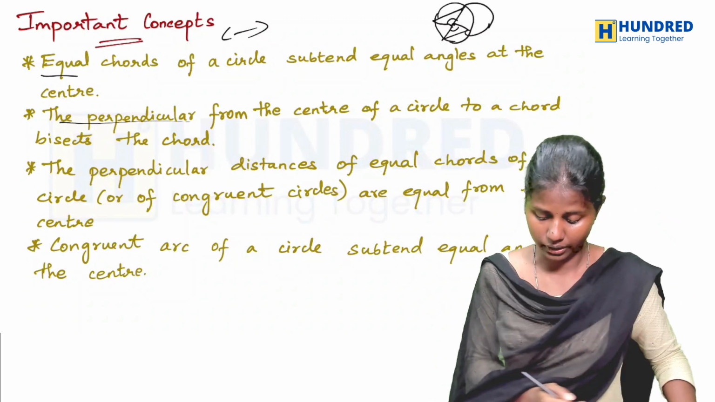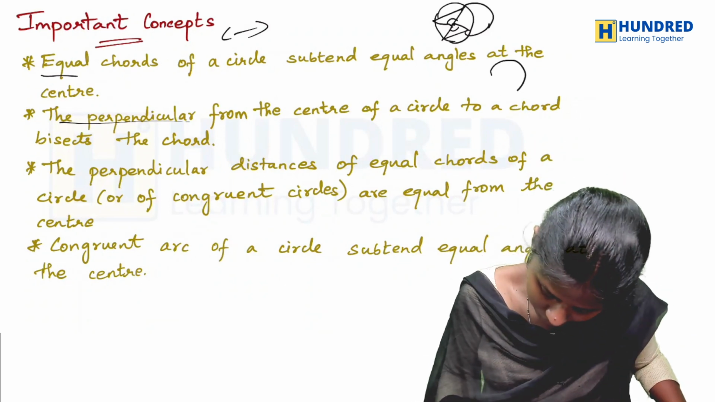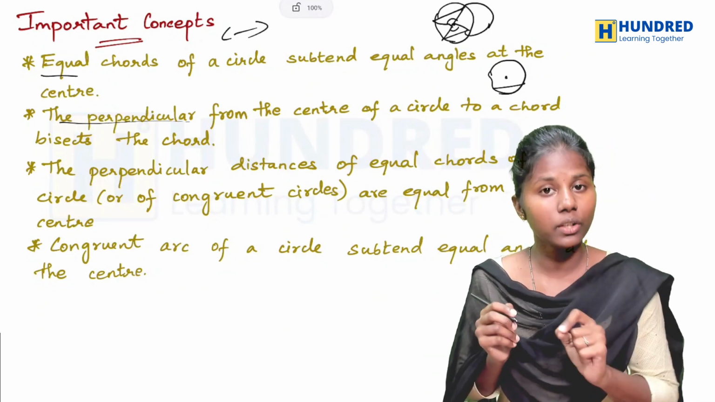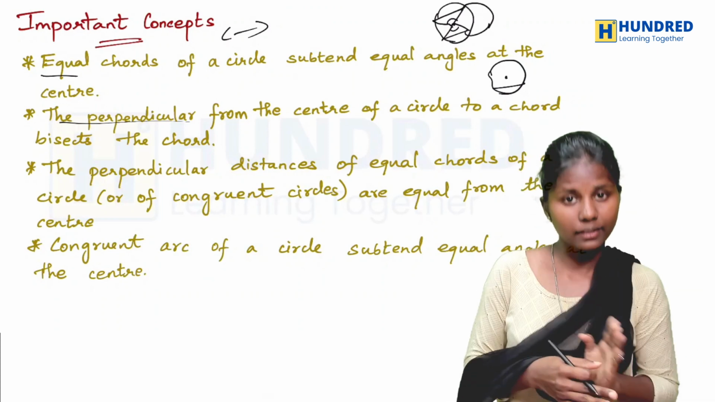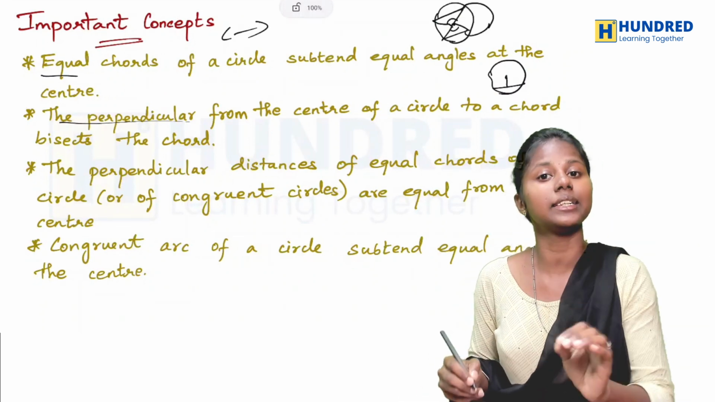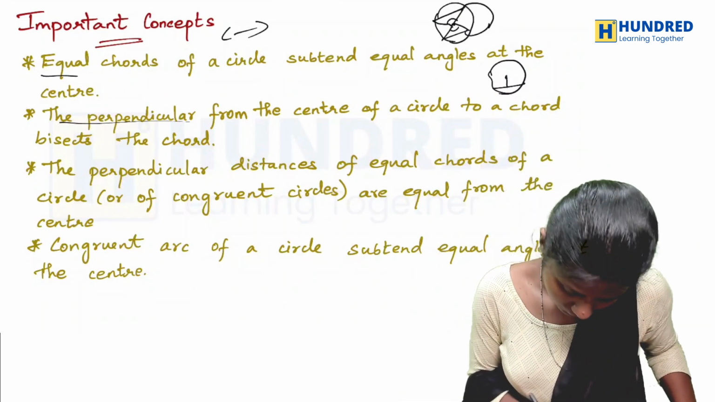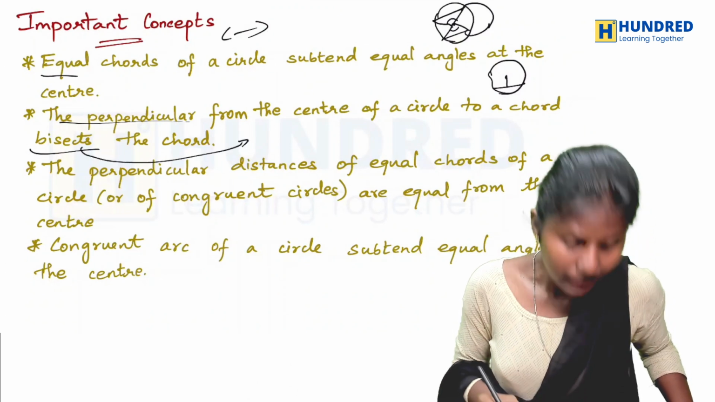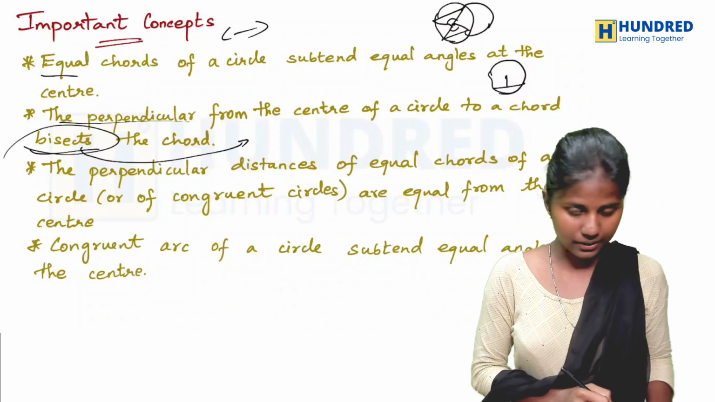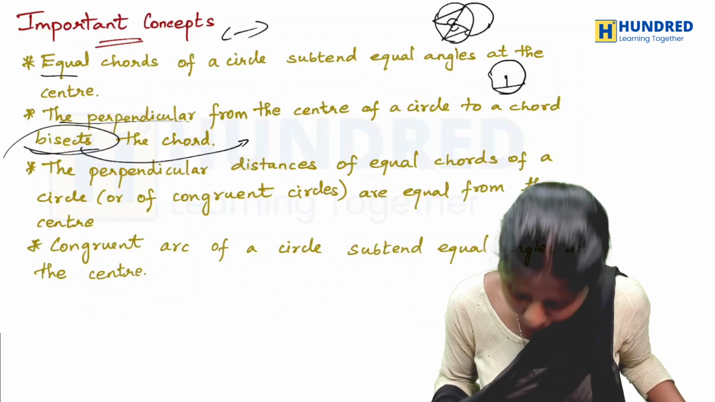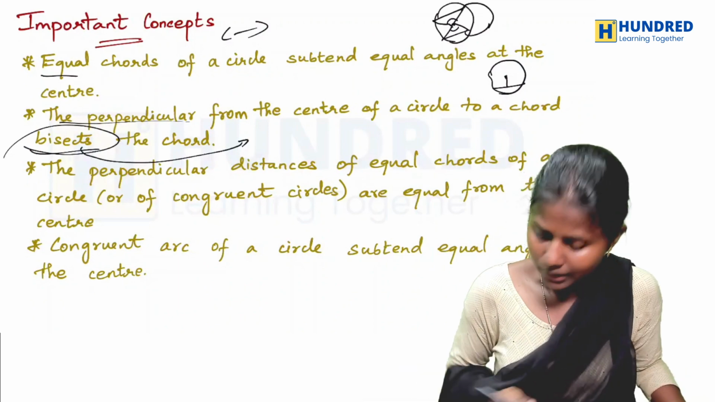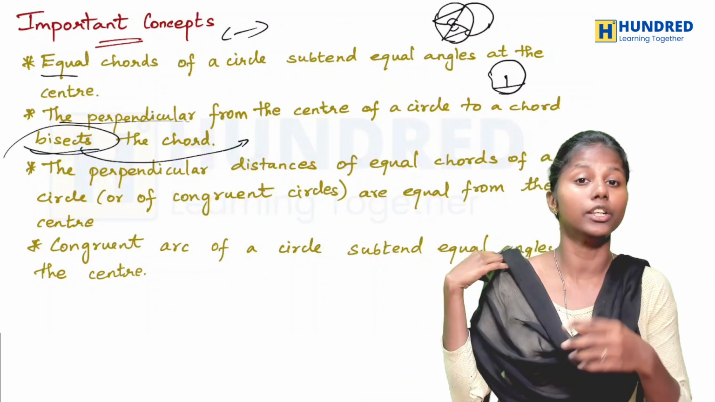And what about the second point? In the same figure, I have a circle. From the center, a perpendicular is drawn to a chord of the circle, which bisects it. The word bisect means the line will be divided into two equal parts. So when a perpendicular line from the center is drawn to a chord, it definitely divides the chord into two equal parts.